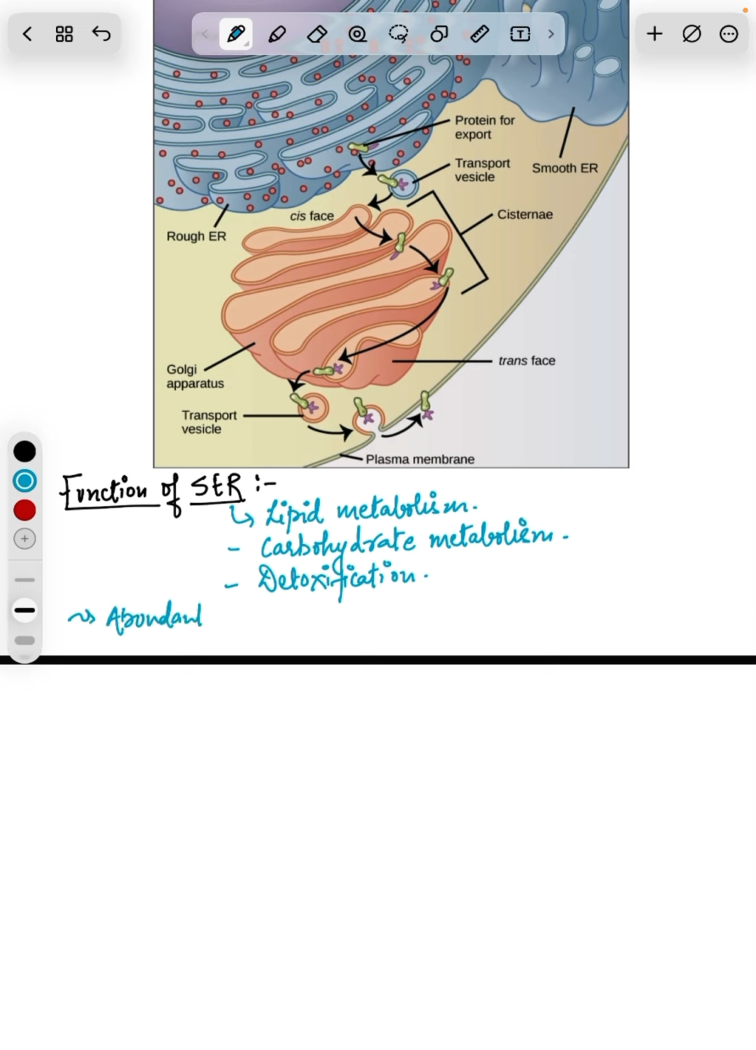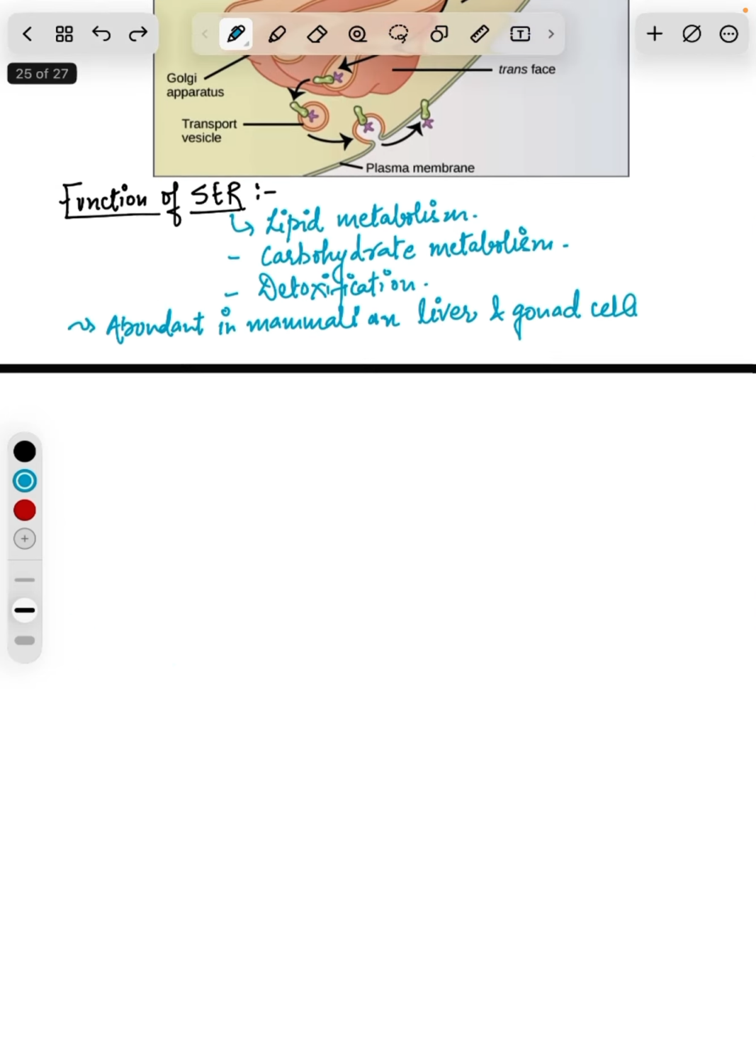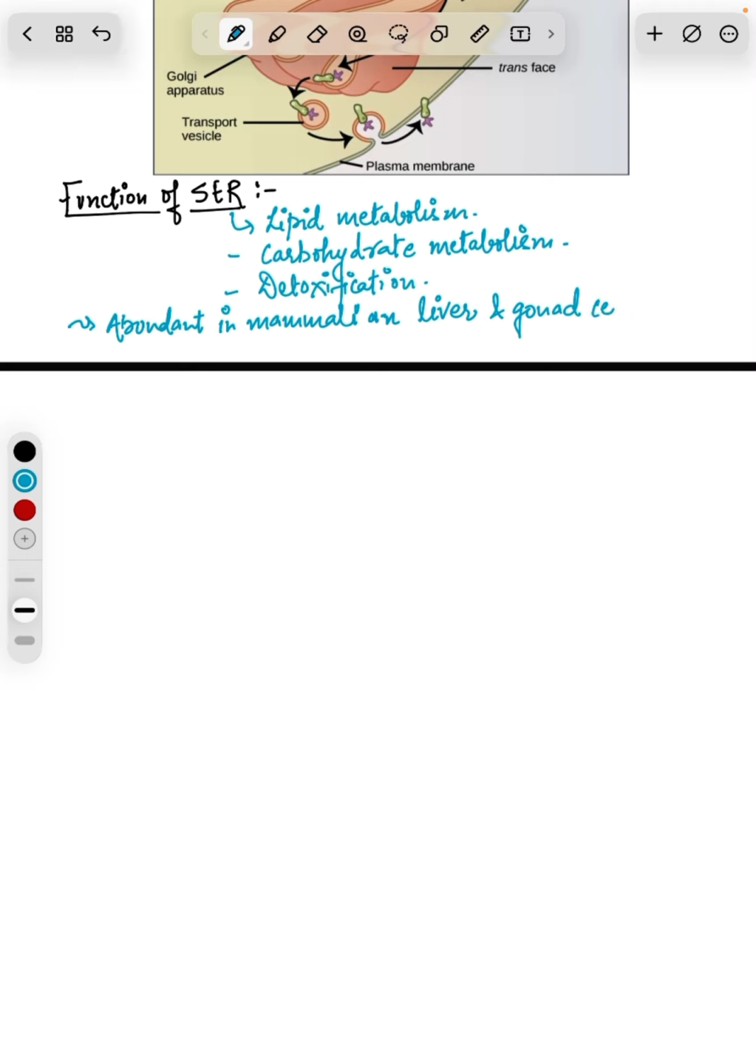But it also synthesizes phospholipids. Because it synthesizes phospholipids, cells which secrete these products, such as those in the testes, ovaries, and skin oil glands, have a great deal of SER. Means the cells which secrete all these phospholipids, such as testes, ovaries, and skin oil glands, have an abundant amount of SER.